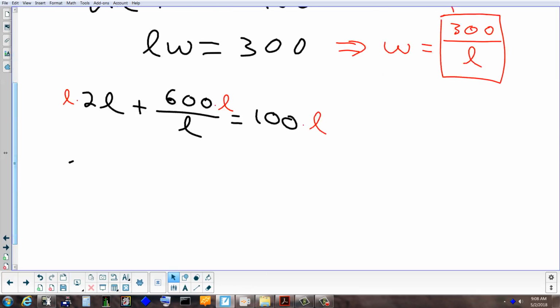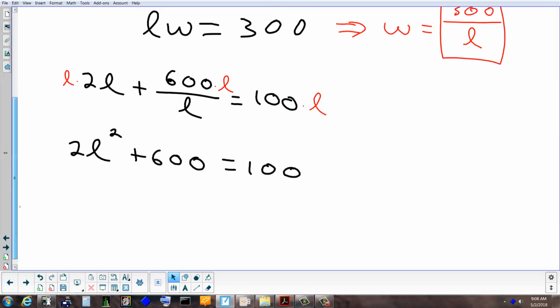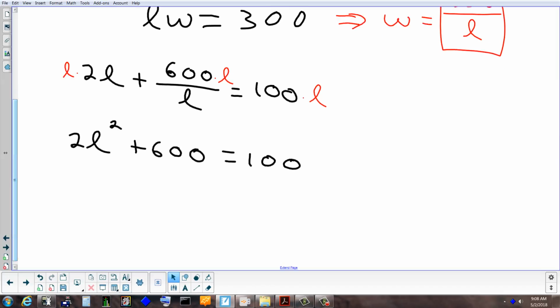Okay, so let's do it out. We get 2L squared plus 600, so the L's cancel, equals 100. Okay, and now from here, Jan, what kind of equation do I have? Quadratic. I have a quadratic, so solve it. I don't think it's going to factor, so we're going to have to use quadratic formula. But to use quadratic formula, there's a couple things we could do first. Wouldn't it be 100L? Yes, 100L, thank you. If it wasn't an L, then it would not be as hard to solve, but there is an L, yes.